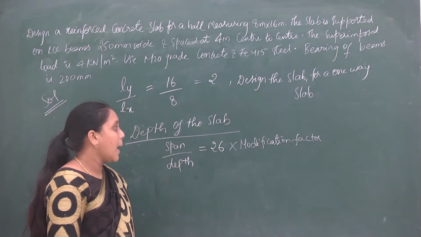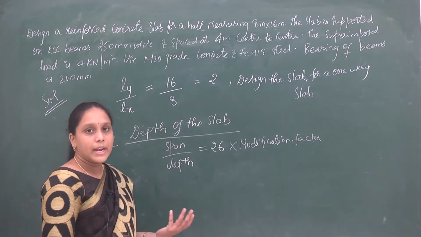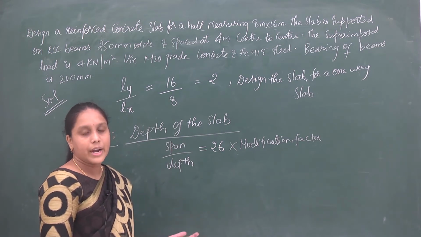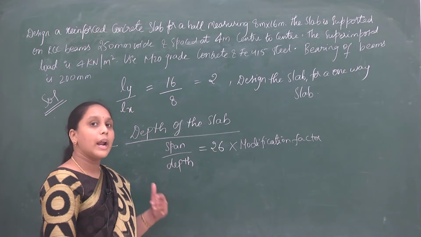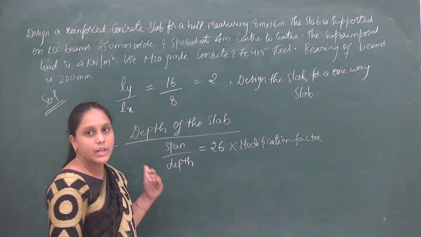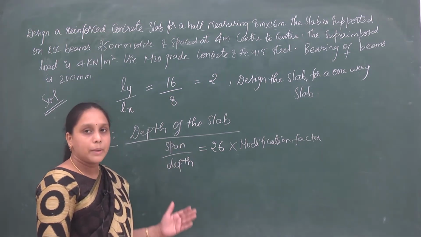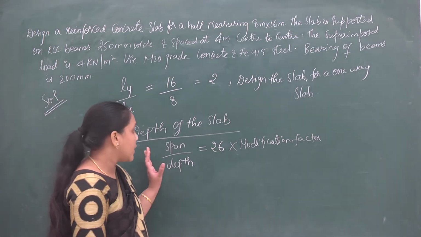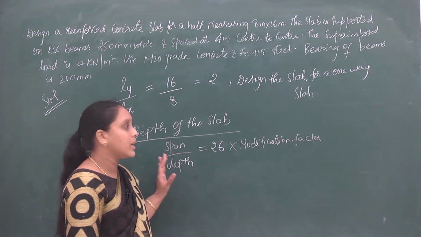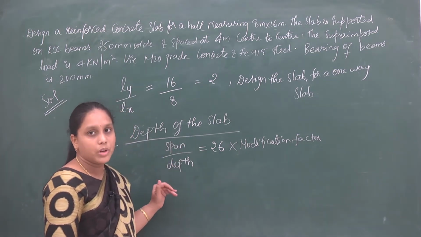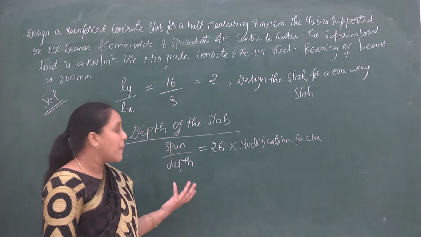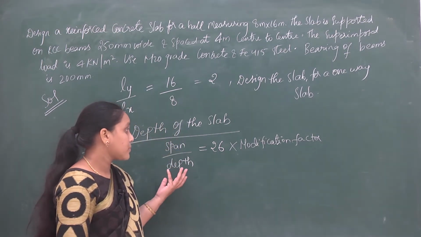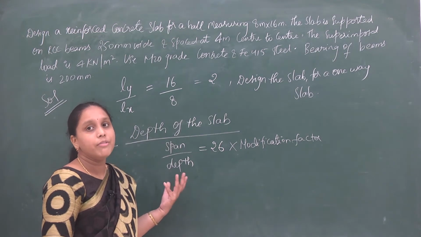But what will happen is you have to make a number of trials, that is, if the checks are not satisfied at the end of the design. So again, right from the starting, you have to modify the depth of the slab and repeat the same procedure. So there will be more number of trials when you consider the basic value of span to depth ratios. So multiplying it with a modification factor, we can reduce the number of trials.